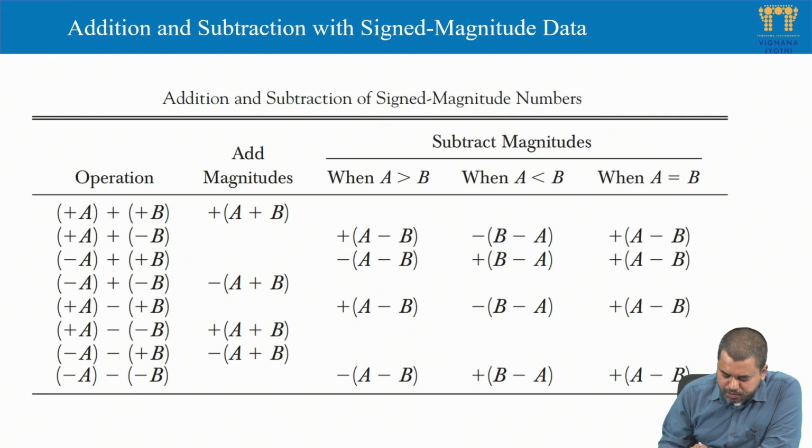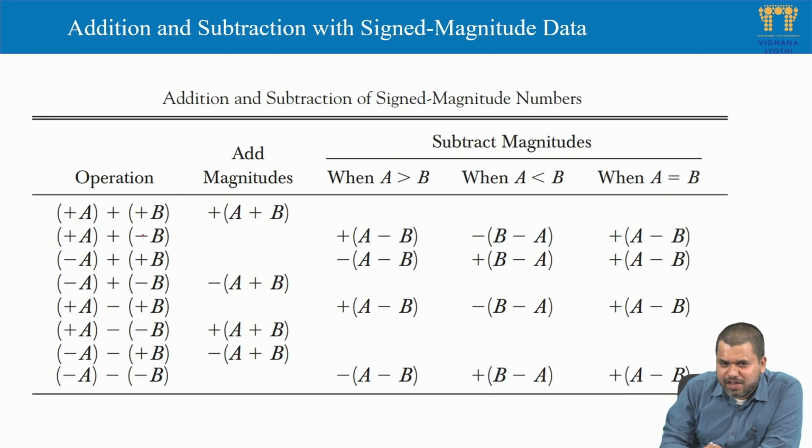Similarly, let us proceed with this. In case of addition, if the signs are different, or in case of subtraction, if the signs are the same, we need to perform a subtraction. What kind of subtraction do we need to do? Take this example: the sign of A and the sign of B are different. So what we need to do is subtraction.